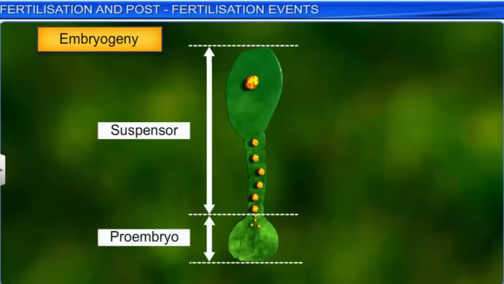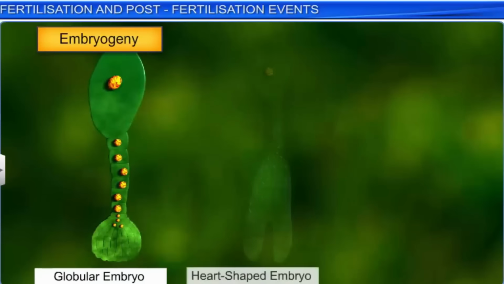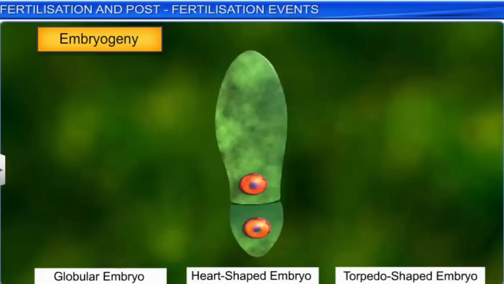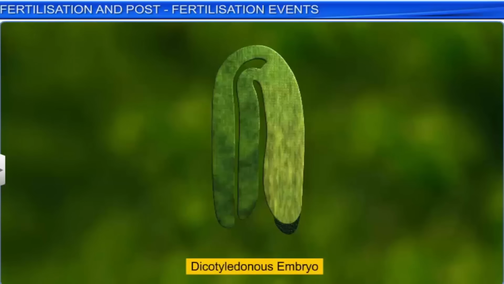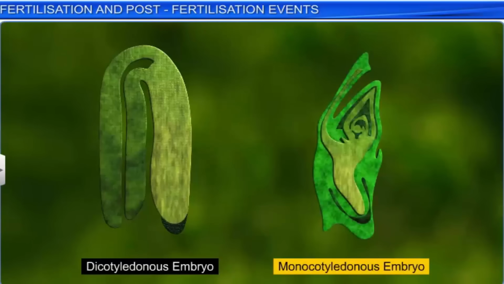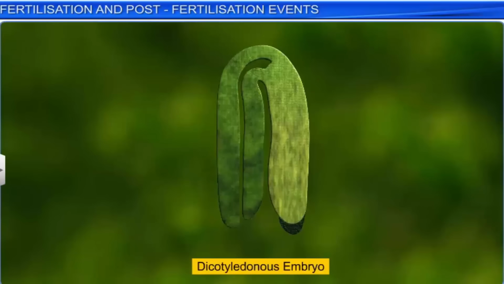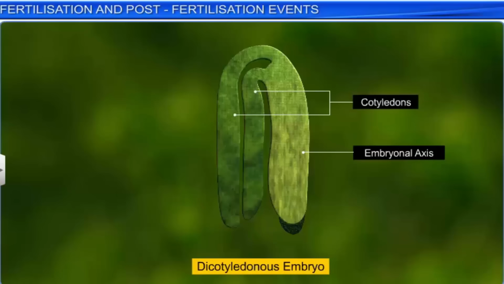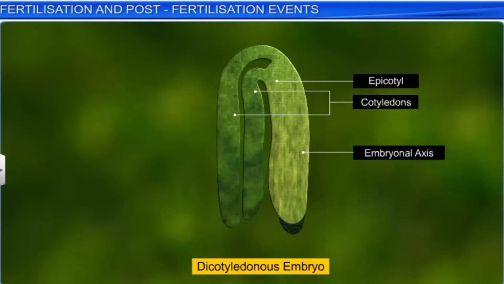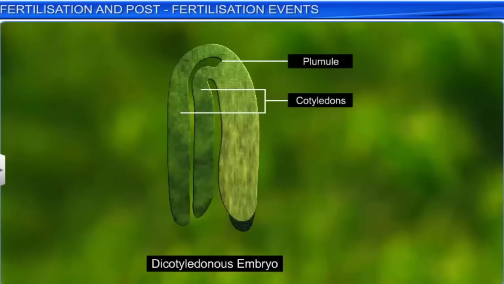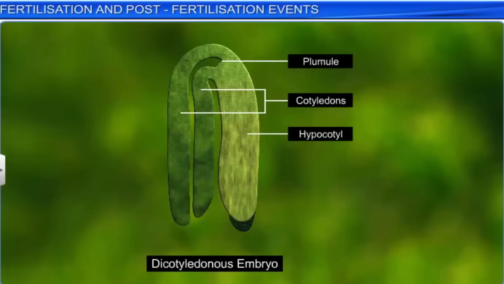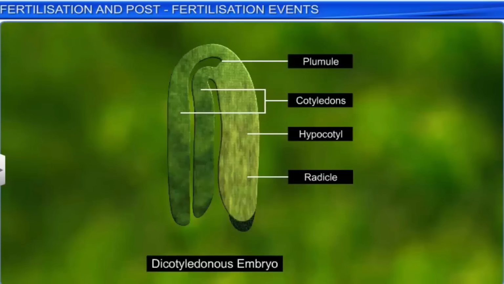Moreover, the terminal embryo cell also undergoes divisions to form a group of cells known as proembryo, which subsequently develops into a globular, heart-shaped and torpedo-shaped mature embryo. The structure of a mature dicotyledonous embryo is nonetheless different from that of a monocotyledonous embryo. A dicotyledonous embryo, for instance, consists of an embryonal axis and 2 cotyledons. The epicotyl, the portion of the embryonal axis above the level of the cotyledons, terminates with the plumule or stem tip. Below the level of the cotyledons is a cylindrical portion called the hypocotyl that terminates at the radicle or root tip, which is covered with the root cap.